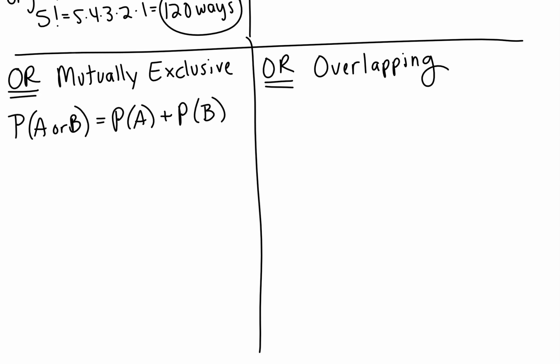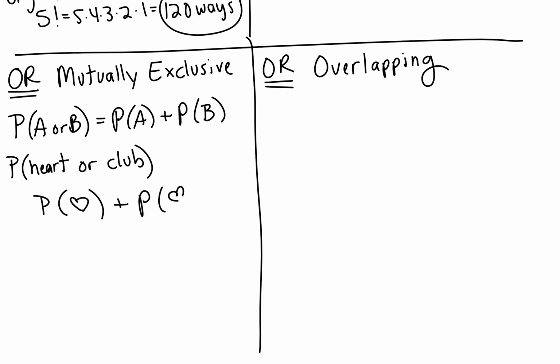So let's say I wanted to know the probability, if I draw a card out of a deck of cards, what's the probability that it is a heart or a club? I know by looking at the deck that there aren't any cards that are both a heart and a club. It has to be one or the other, so it's mutually exclusive. I'm going to find the probability of drawing a heart, and I'm going to add that to the probability of it being a club.